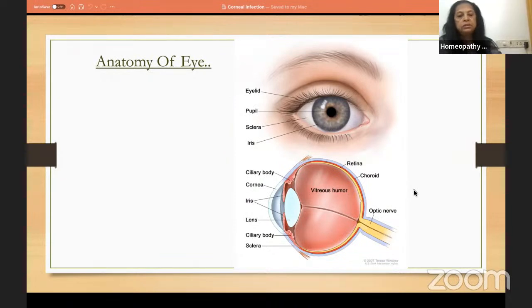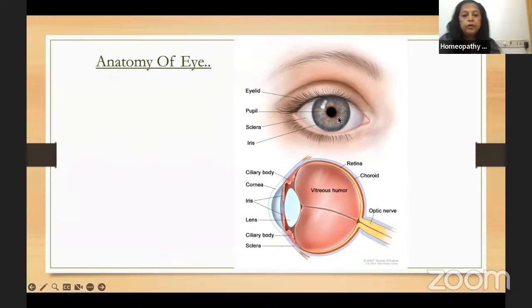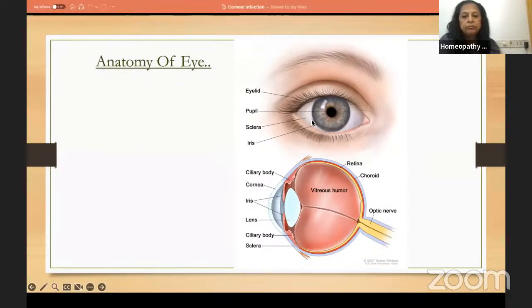So in this, you can see the anatomy, where in surface anatomy, you will see this black part. This is the cornea. Actually, this looks black, but actually it is transparent. Whatever black or brown or blue color of the eyes is seen, it is only because of the iris. So actually it's a transparent structure.